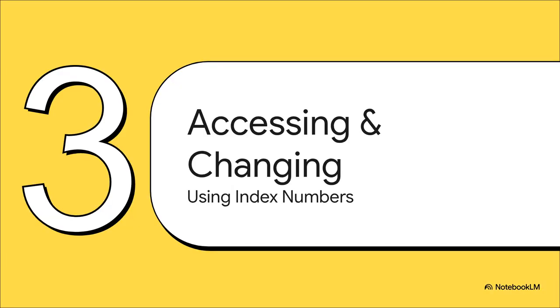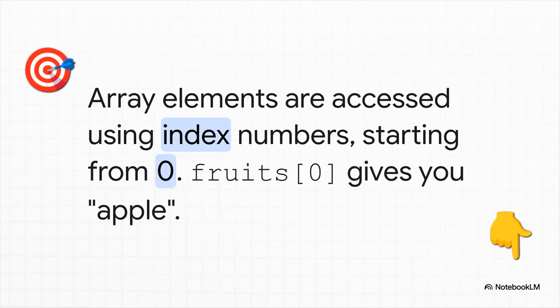Okay, we've got our stuff in the box, but how do we get something out or maybe change what's inside? This is where a cool little concept called indexing comes into play. And here is the absolute number one rule you have to remember. JavaScript arrays are 0-indexed. That means the first item is at index 0, the second is at 1, and so on. It can feel a little weird at first, but you'll get used to it. That's exactly why fruits[0] gives us apple.